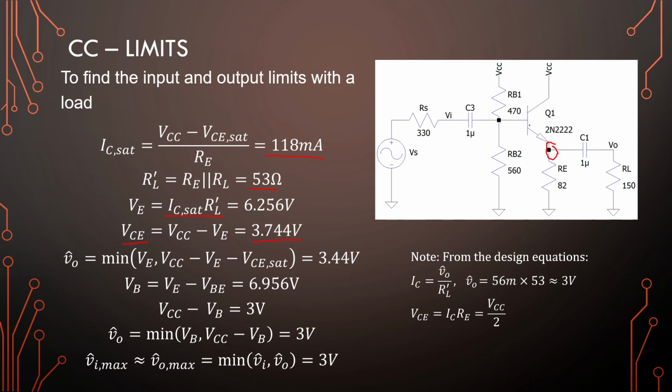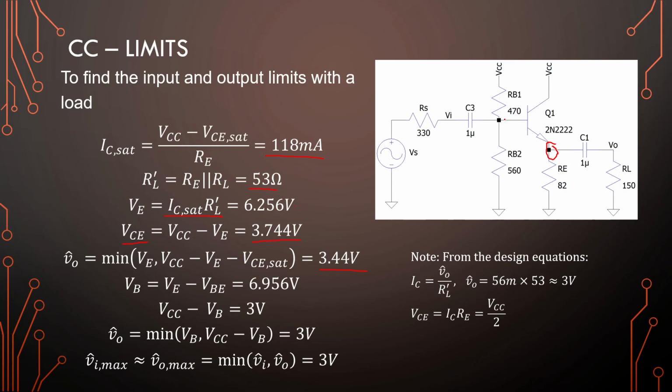And we still need to subtract the 0.3 for the saturation of the BJT, and that will end us with a value between this 6.25 or this one, subtract the 0.3, and it will be the one subtracting the 0.3 at 3.44 volts. So our maximum output is 3.44 volts.